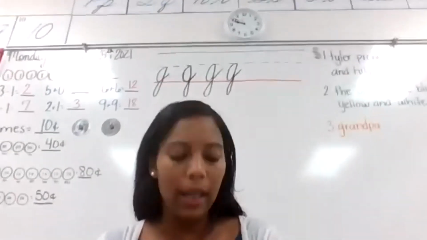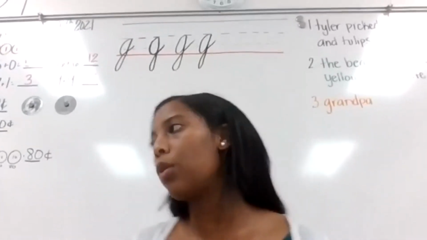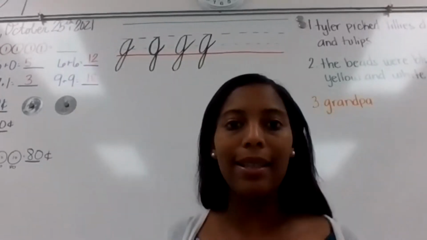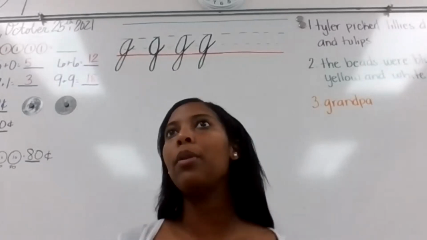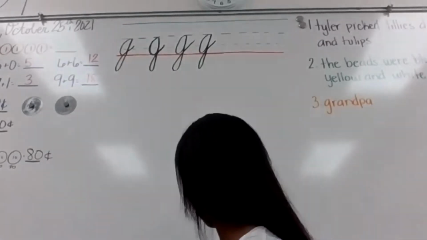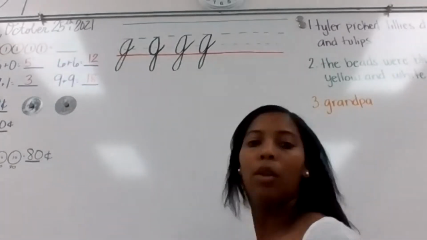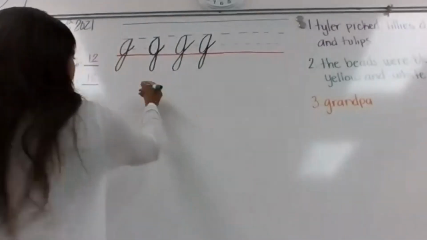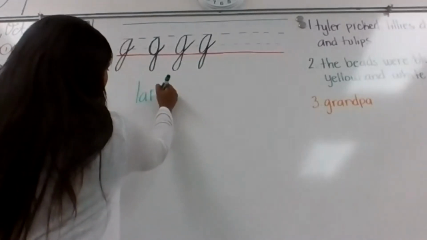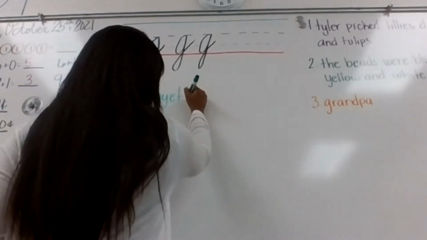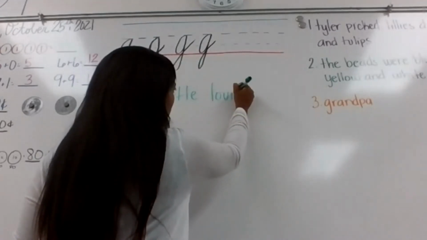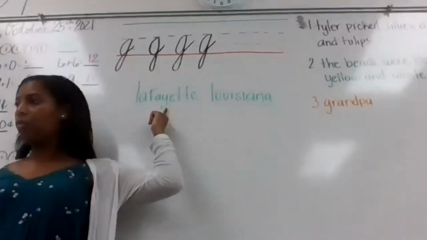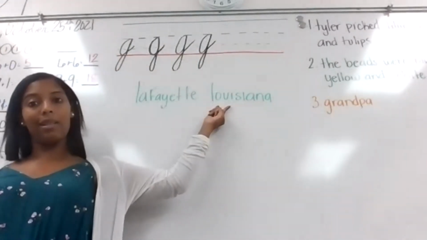Okay, so this week in writing, we are learning how to write a sentence that has a city and a state inside of it. So we are familiar with what a city is and what a state is, right? We should be, right? We all have a city that we live in, and our city is inside of a state. So for example, me and the students here in class, we are in what's called Lafayette, Louisiana. So Lafayette is our city, and Louisiana is our state.